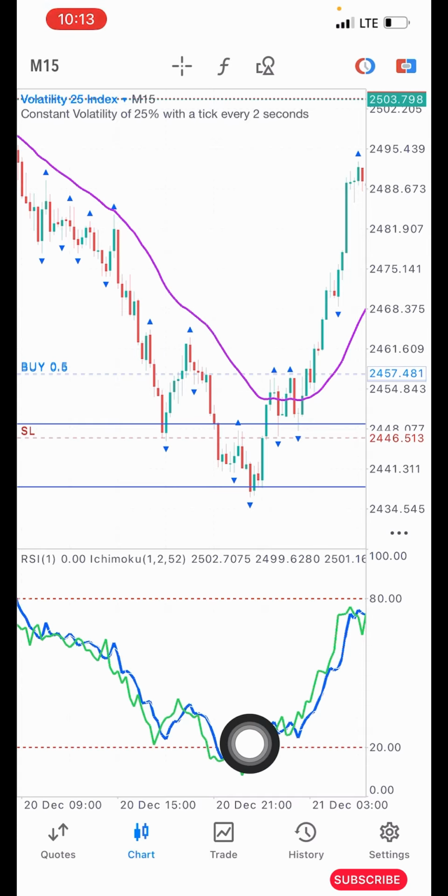So there are many factors you can use along with this indicator strategy that will help you have an edge in the market.